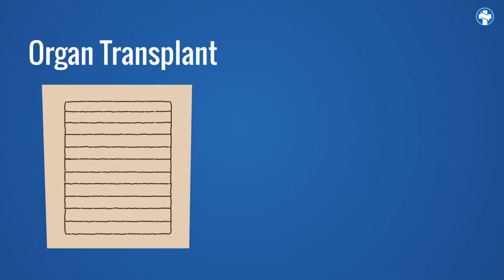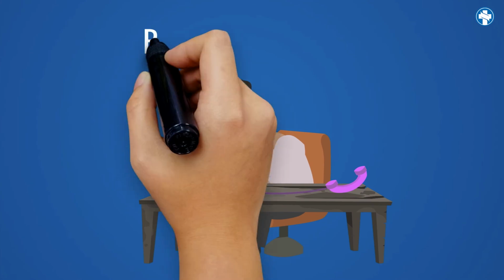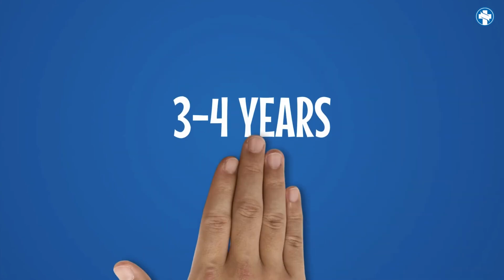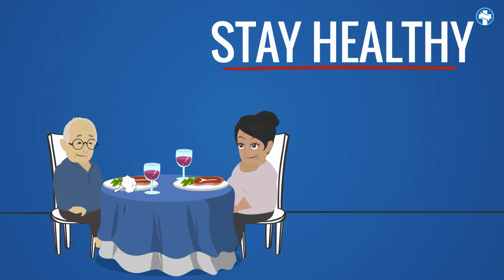Getting listed for an organ transplant is a big milestone in your health journey. The next step of waiting for a kidney requires patience. The average wait time is 3 to 4 years. During this time, it is very important to stay healthy.